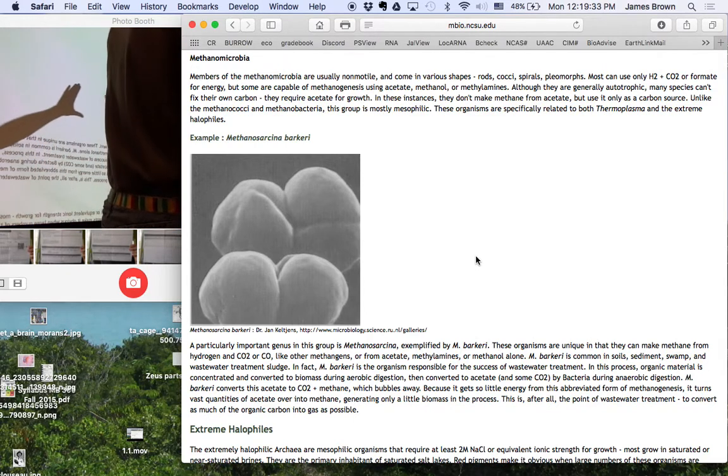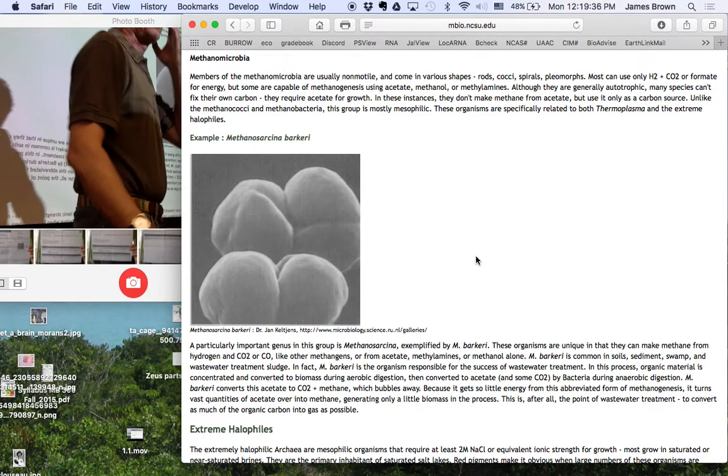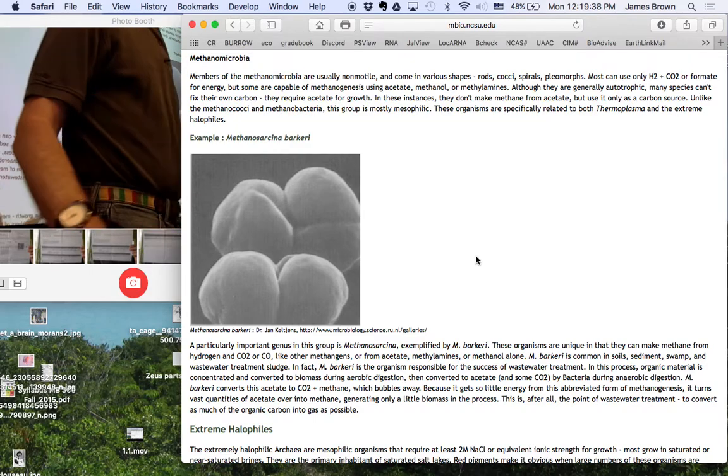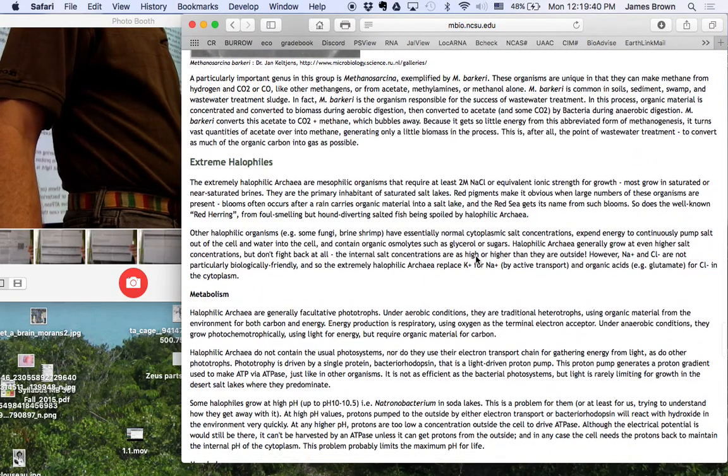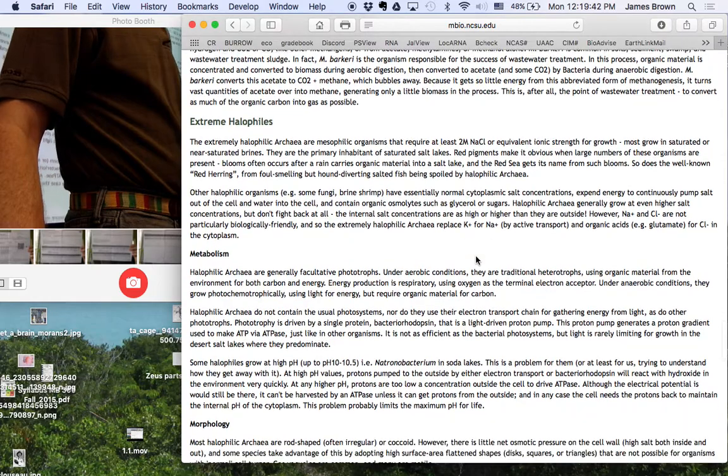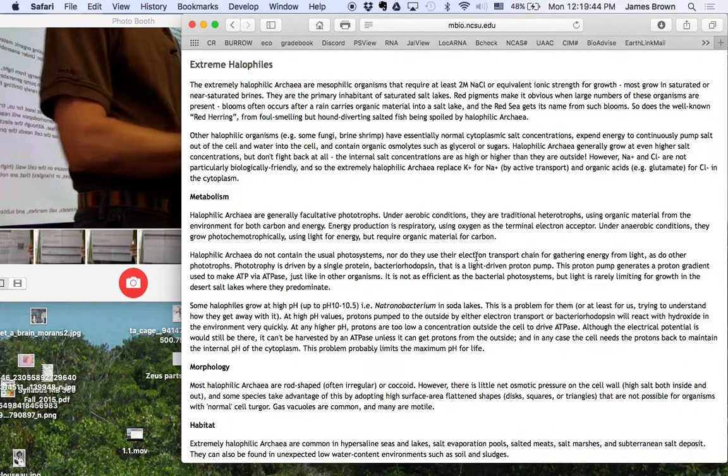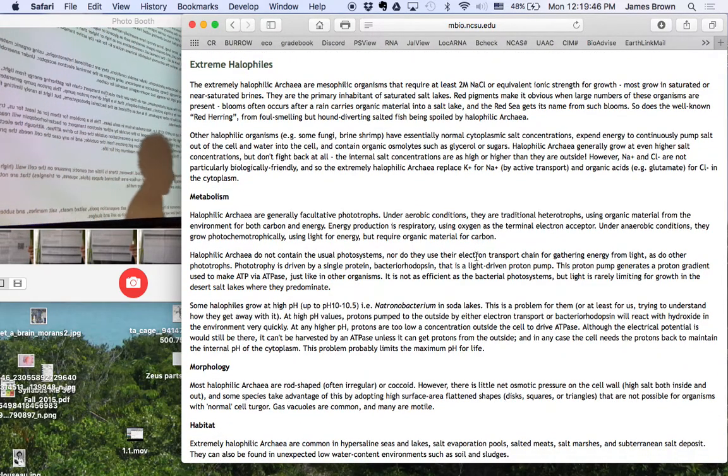This group of organisms, these methanogens, are related, I'm going to talk to you in a minute, are related to thermoplasma and the extreme halophiles. Let's start with the extreme halophiles.